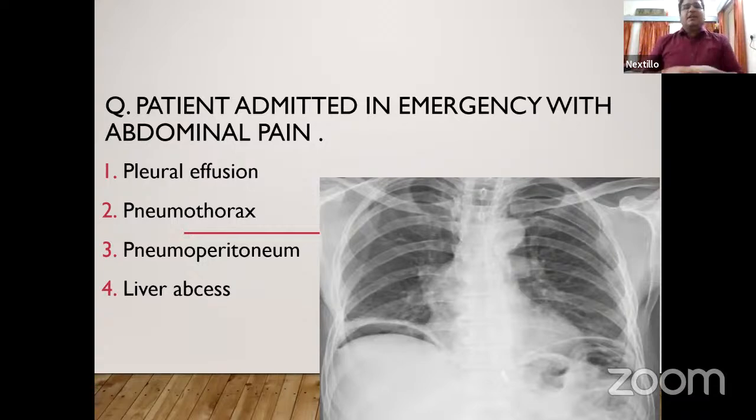Now look at this. A patient came to the emergency with severe abdominal pain. Look at this X-ray and tell me what could be the abnormal part out here. Just think about it. Why is it important? The patient came with abdominal pain, and we are taking a chest radiograph. We are looking at this.